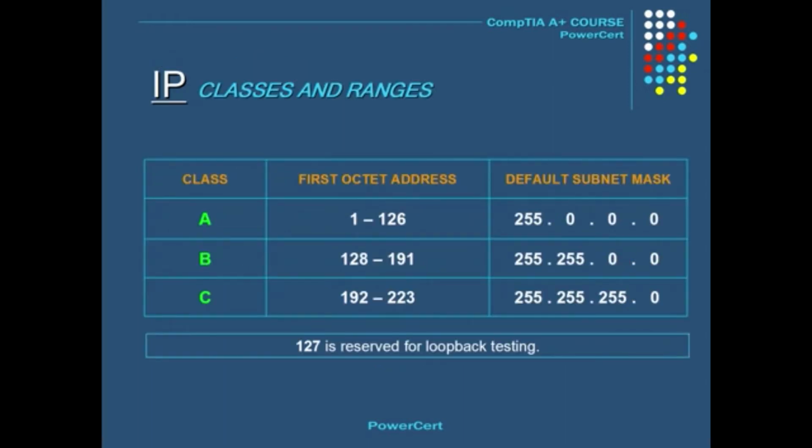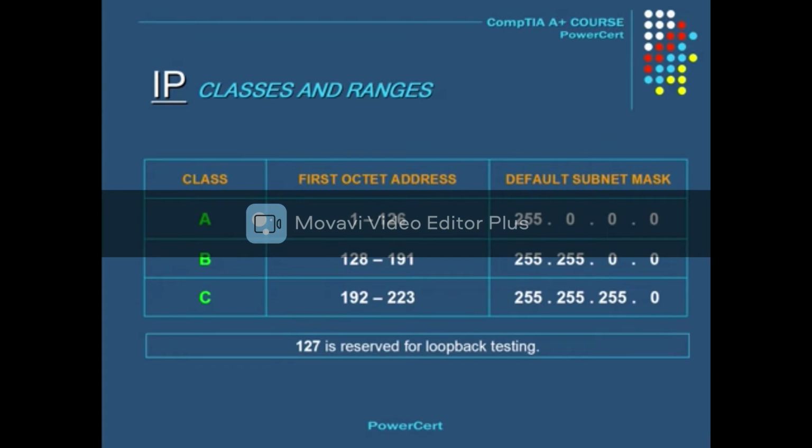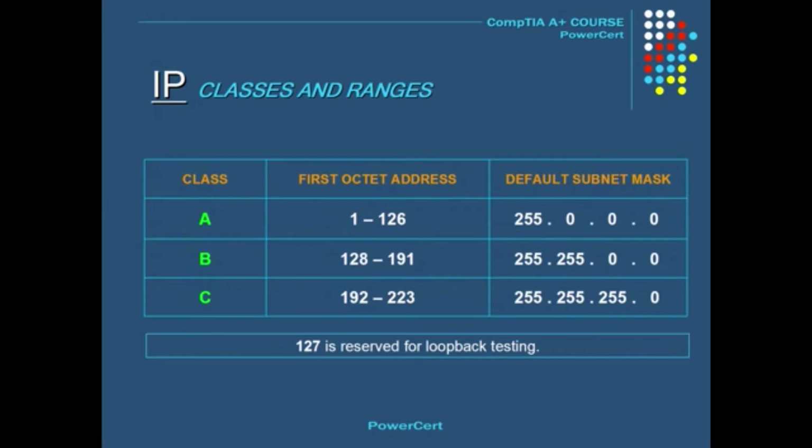IP addresses are assigned to different organizations in blocks. These blocks are divided into 5 classes, but for the exam, you only need to know 3 of them. They are Class A, Class B, and Class C. You can tell by the number in the first octet which class an IP address belongs to.